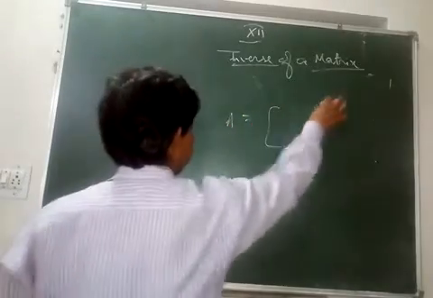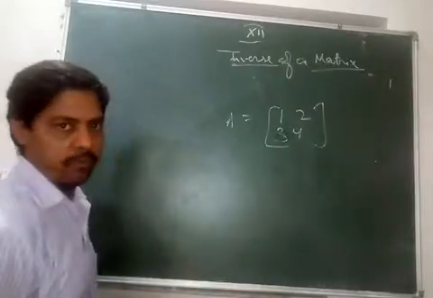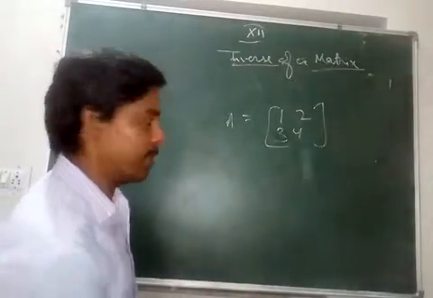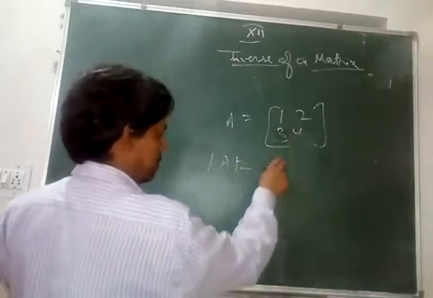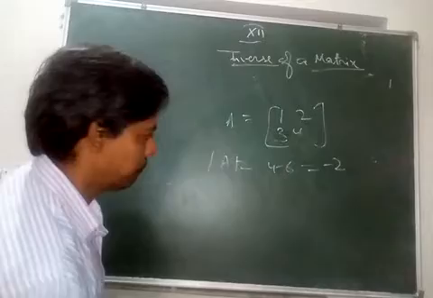A is equal to 1, 2, 3, 4. Find its inverse. So we have to find A inverse. To find A inverse, we want adjoint A and determinant A. Determinant A is simple: 4 minus 6, which is minus 2. This is minus 2. Okay.